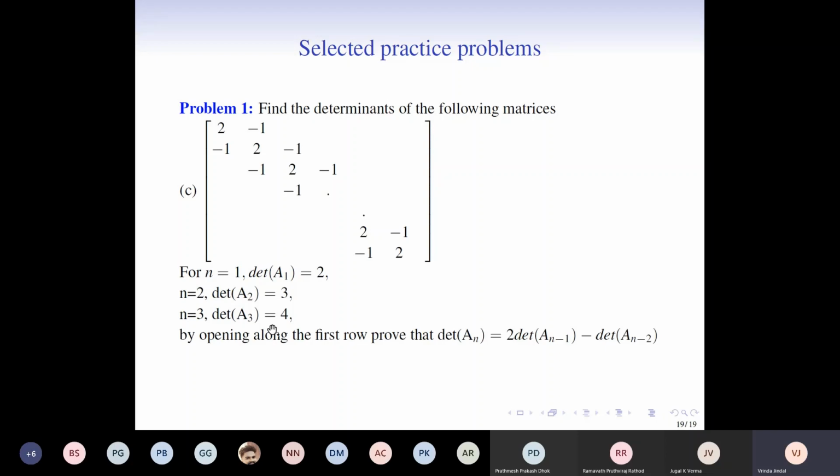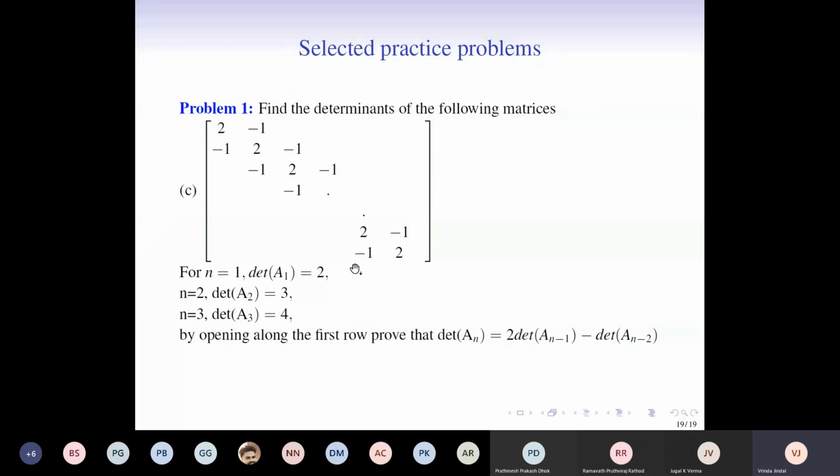So now you open it. Basically we get this recursive formula. The determinant of An means the matrix that follows this pattern and is of dimension n cross n. So determinant of An is 2 times determinant of An minus 1 minus determinant of An minus 2. Now how did we get this? I'll just quickly go over it.